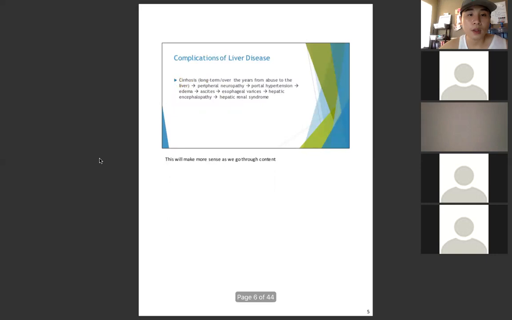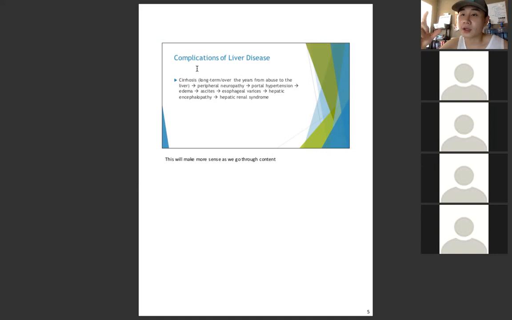All right, next. So what are the complications of liver disease? So the liver is one of the organs whose cells are able to regenerate themselves after being damaged. However, if the damage is persistent and long-term or chronic, it will become cirrhosis. And cirrhosis basically means long-term abuse to the liver over the years. So the liver has been consistently damaged by a lot of alcohol, by a lot of issues with the portal vein that leads to not perfusing the liver and leads to cirrhosis.